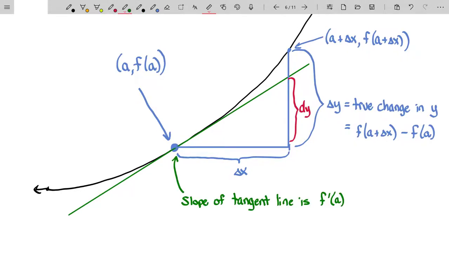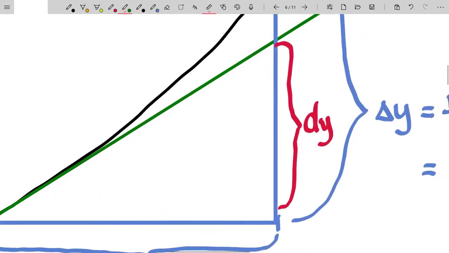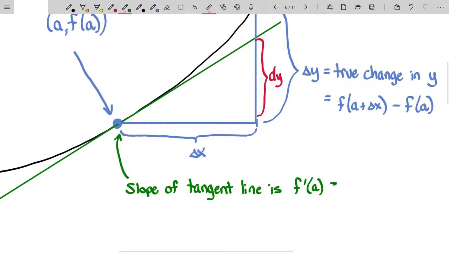There we go. The slope of the tangent line is f prime of a, but remember the slope is just rise over run. And here in this picture, we're rising dy on that green line when we ran delta x. So this is the same as dy over delta x.